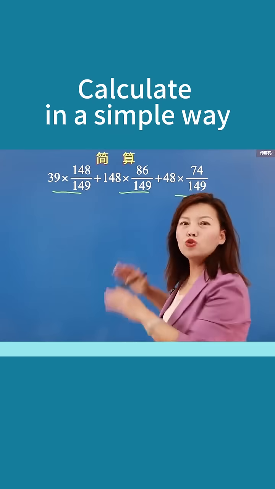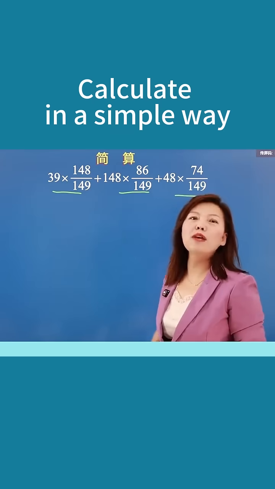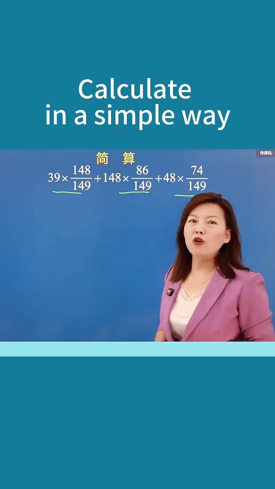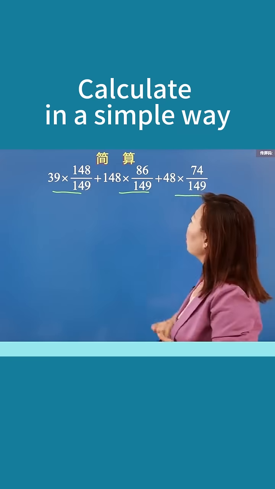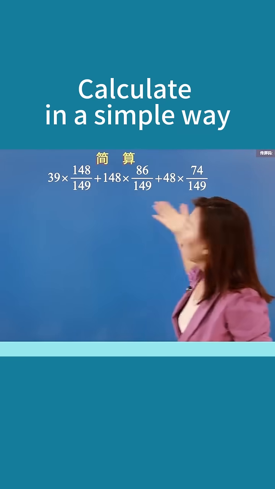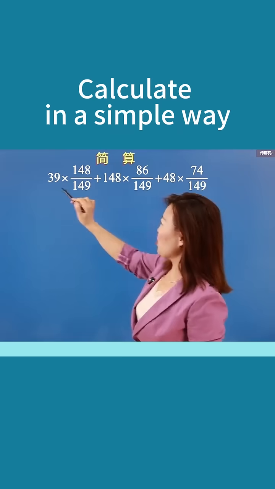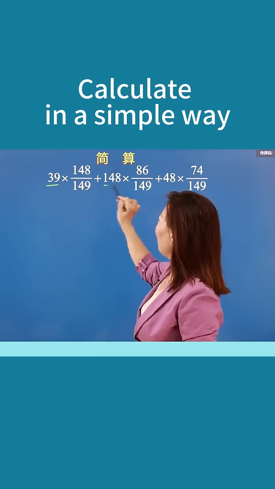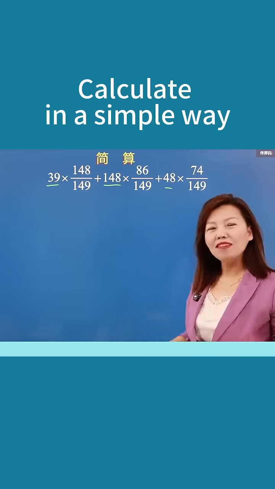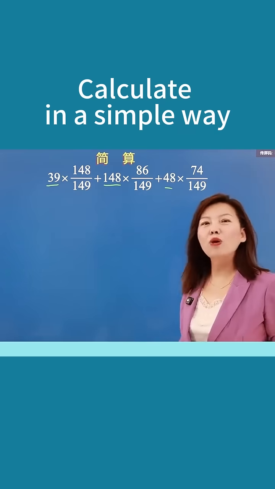Since the person who set the question wants us to use the distributive property of multiplication, we need to find a common factor. Come on, let's take a look. Which common factor in this expression are you planning to find? Some teachers might say, I'll look for the integers. Let's look at the integers 39, 148, and 48. Can we combine them into a common factor?